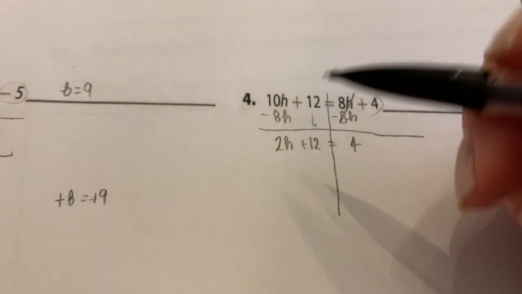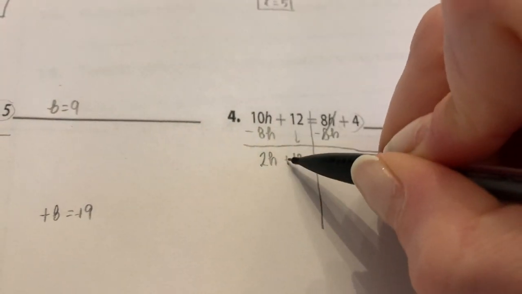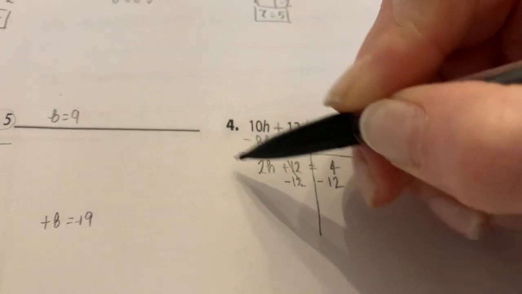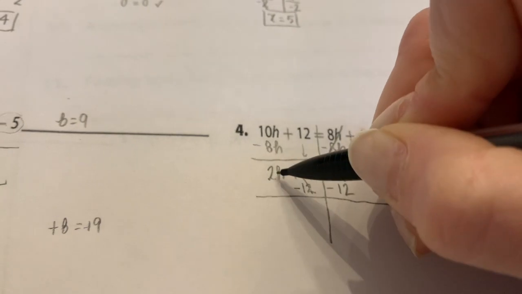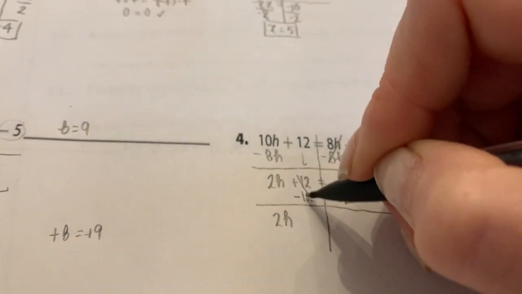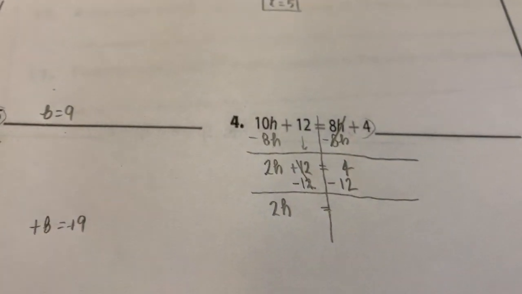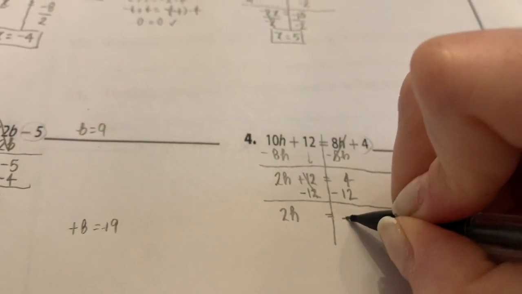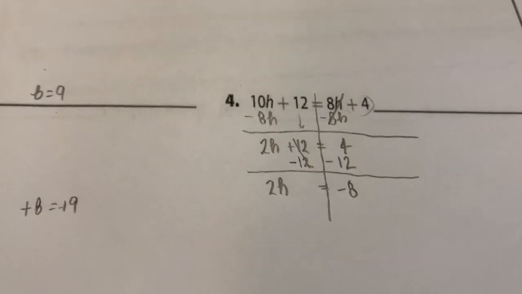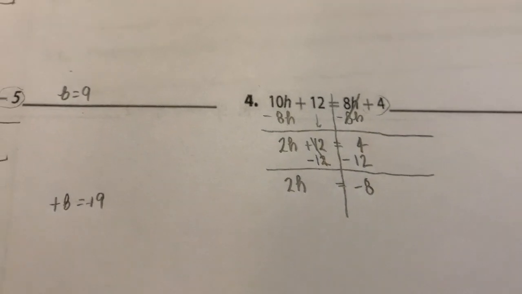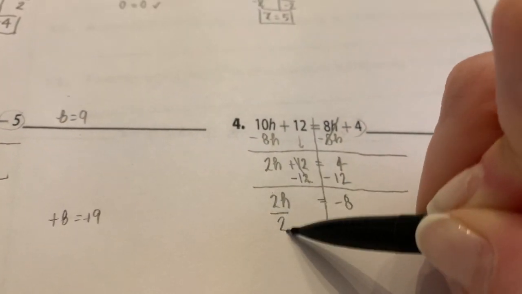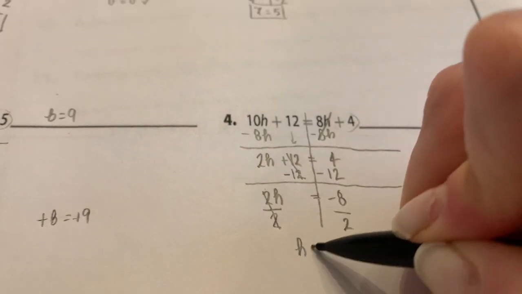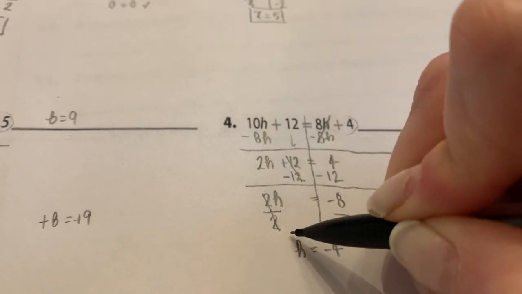Okay, we're going to move any constants over here to the right. So positive 12, I'm going to subtract 12 from both sides. That leaves me my 2h. This is gone now. So this is equal to 4 minus 12, which gives me negative 8. Final step is to divide by 2. We're doing the opposite of multiplying by 2. And what I do to one side, I must do to the other side. So h is equal to negative 4.